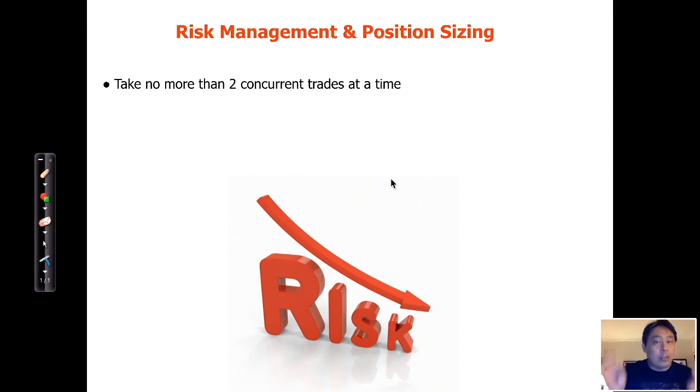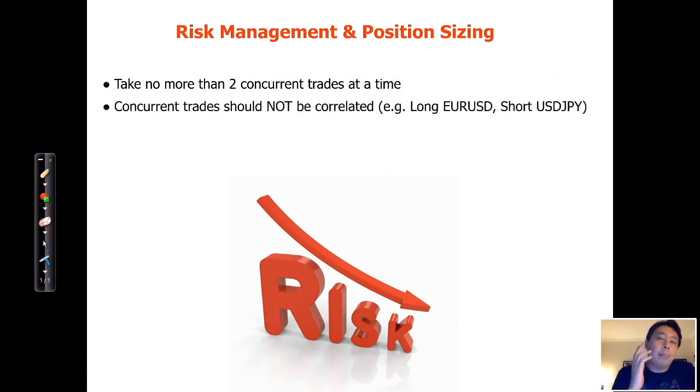I don't take more than 2 trades at one time, because when I take a trade, I'm risking, say, 2%. If I take 2 trades, I'm risking 4%. Okay, so no more than 2 trades at one time. And if I am taking 2 trades at the same time, they cannot be correlated. What do I mean? For example, if I go long Euro USD, what does it mean? It means I'm bullish on the euro and bearish on the dollar.